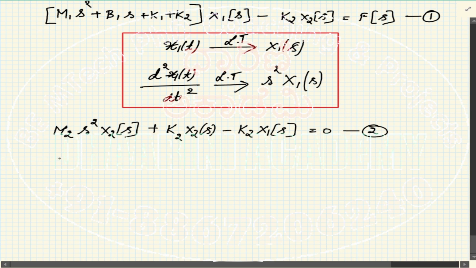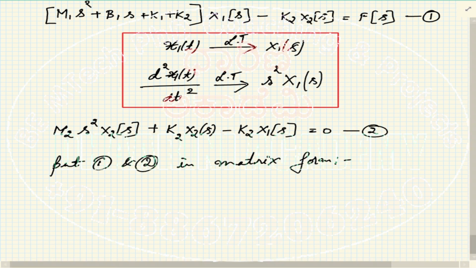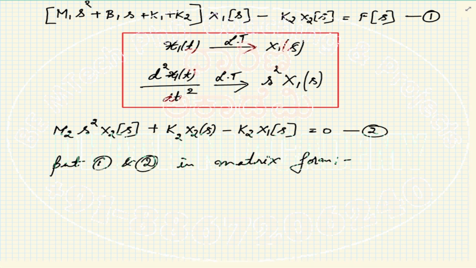So put equation 1 and equation number 2 in matrix form. It means the coefficients of x1 will come in the first column, the coefficients of x2 of s will come along the second column, and so on.